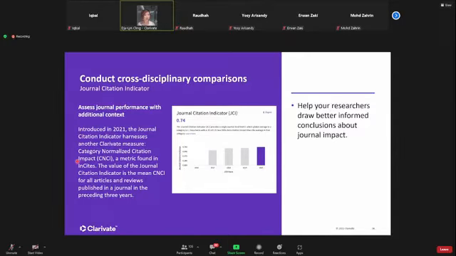So every single article will have a CNCI, and we will average this out across 3 years for the content published in each journal. The average would then be the Journal Citation Indicator. So if the JCI is above 1, it means that it is performing better in its category compared to its peers. If it's below 1, it means that it's performing below average compared to its peers.